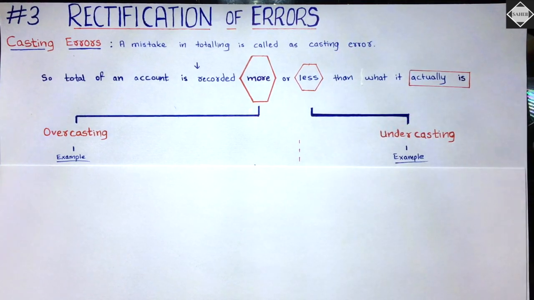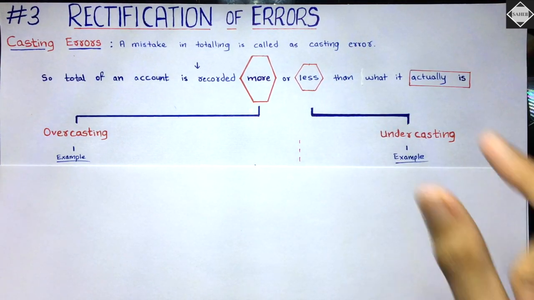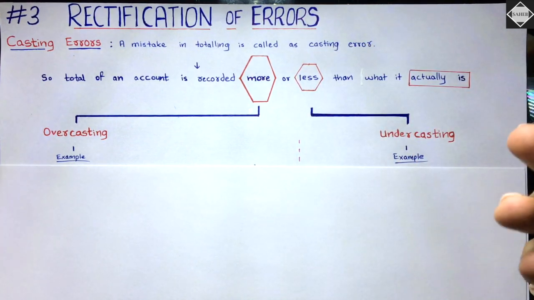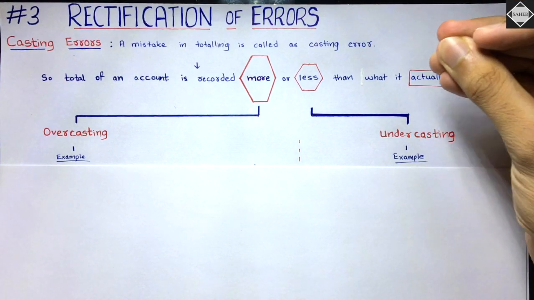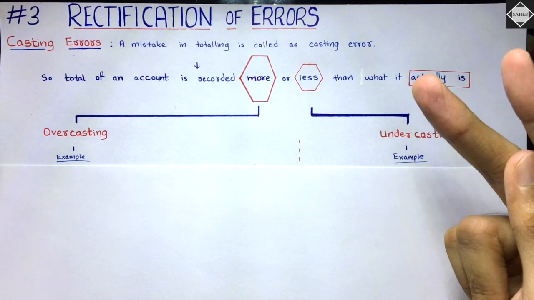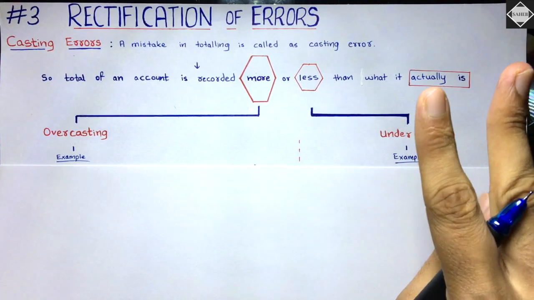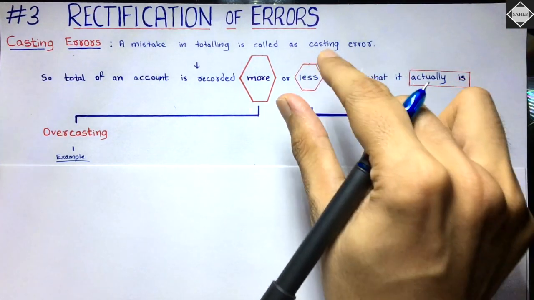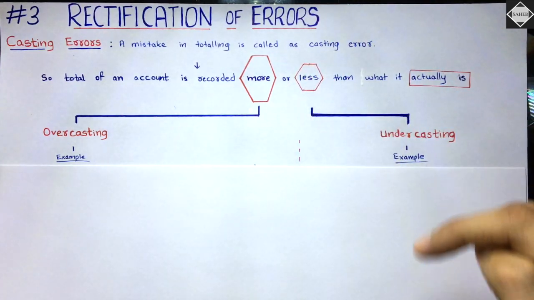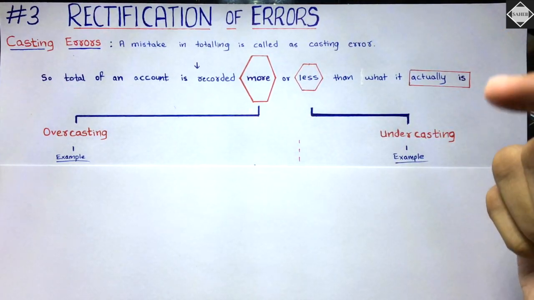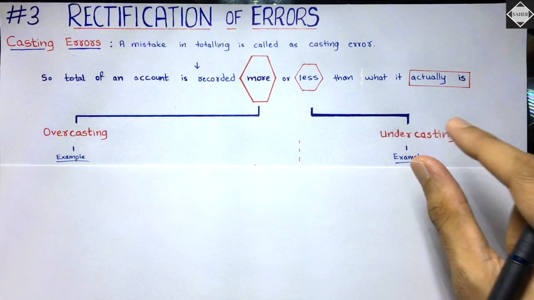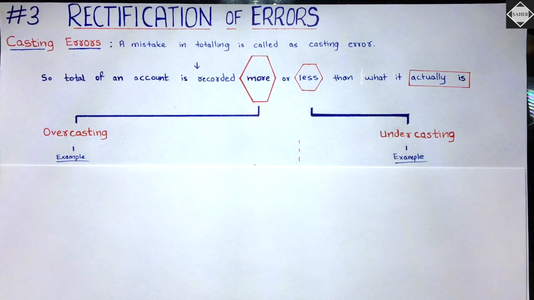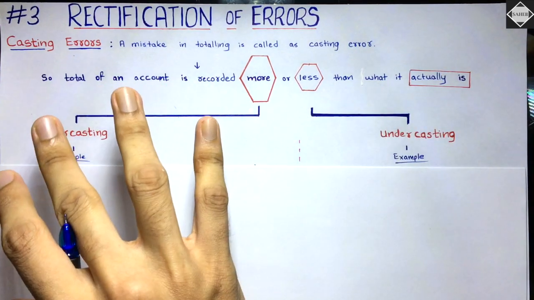So what is the rectification? Simple common sense you have to apply. It has been recorded less, sir, so we just have to increase that specific account by that specific amount, 200. It has been undercasted by 200. It was 1000, recorded at 800, so we have to increase that account by that differential amount, 200. So we have rectified the mistake of undercasting. Is that clear? That's how simple this is. Fine. So now first let's understand one example of overcasting properly.